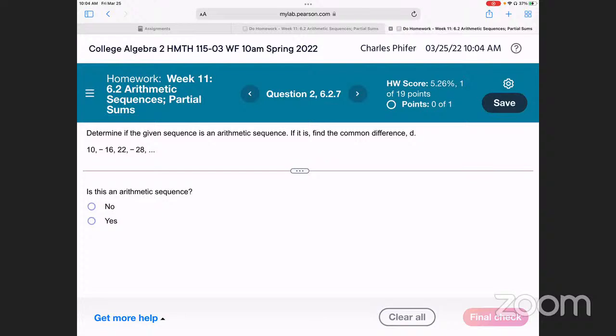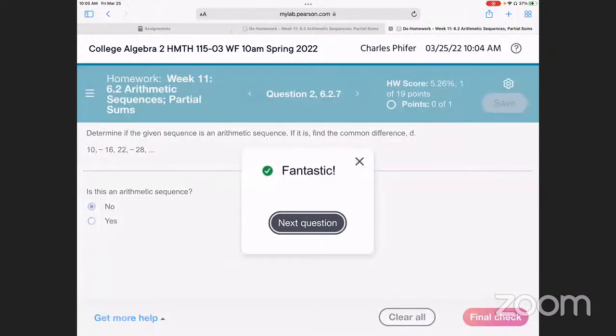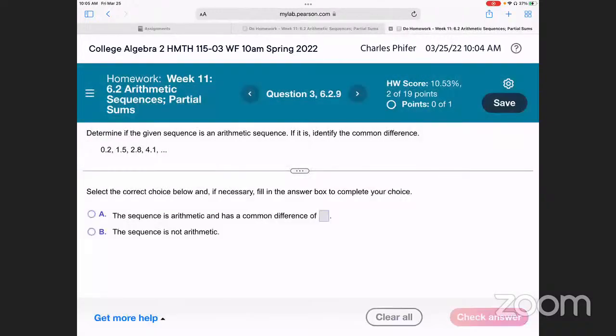Okay. So determine if the given sequence is arithmetic. If it is, find the common difference. With this first one, it looks like we added -26. And we're not adding the same thing each time, because if we add -26 to -16, we do not get 22. So is this an arithmetic sequence? We're going to say no, because we're not adding the same thing each time.